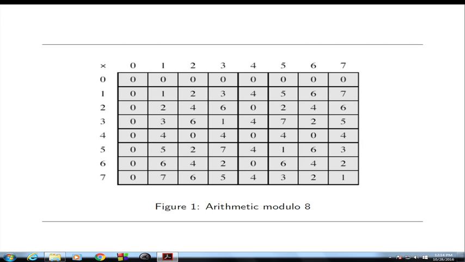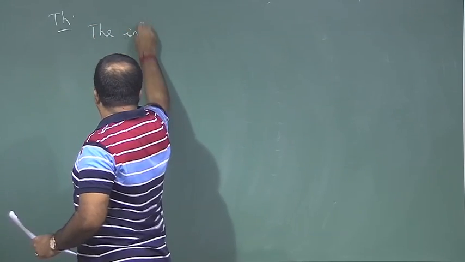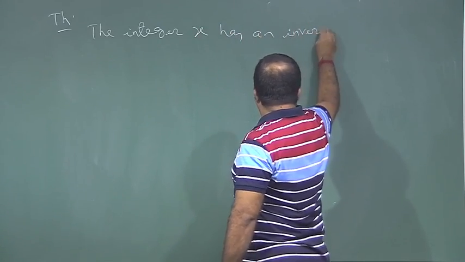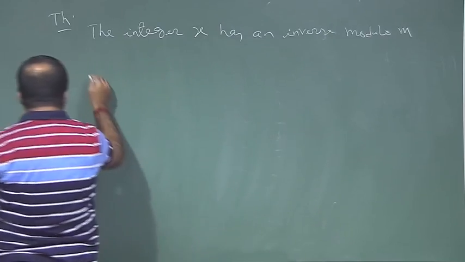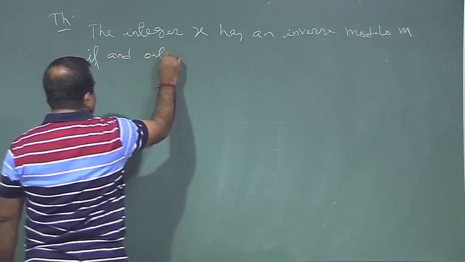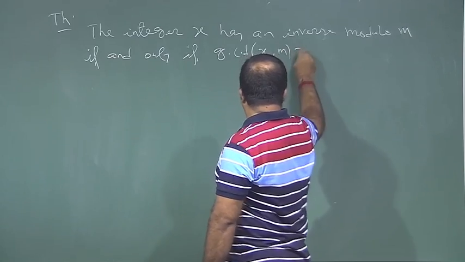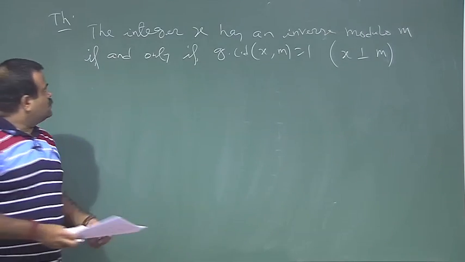Let us have the theorem. This theorem is telling that the integer x has an inverse modulo m, here m is 8, if and only if they are relatively prime, that is, the GCD of x and m is 1. That means they are relatively prime or co-prime. So, how to prove this?